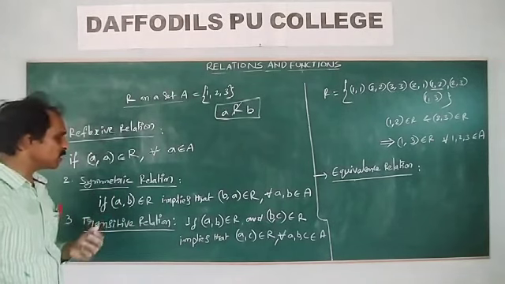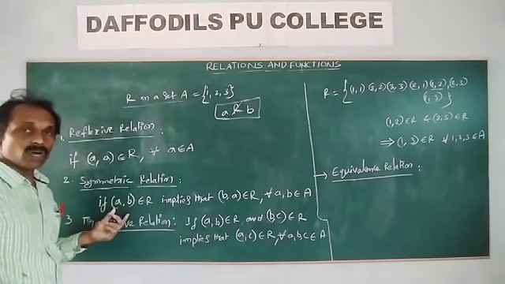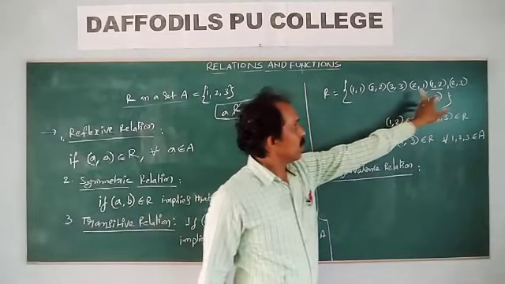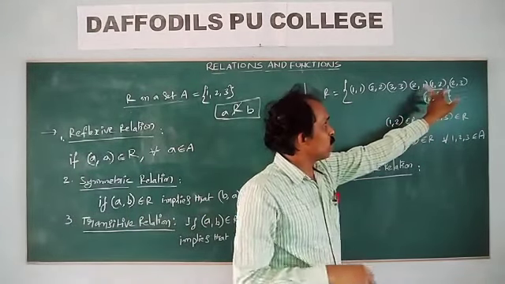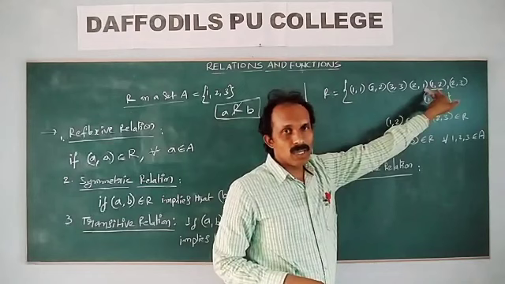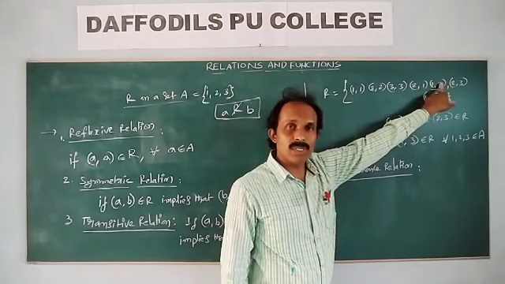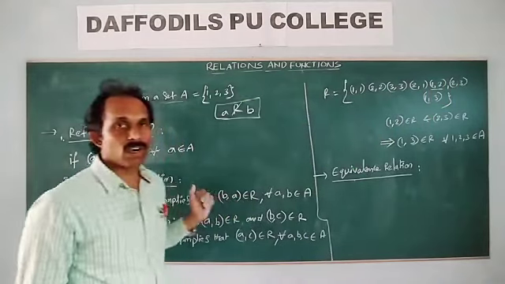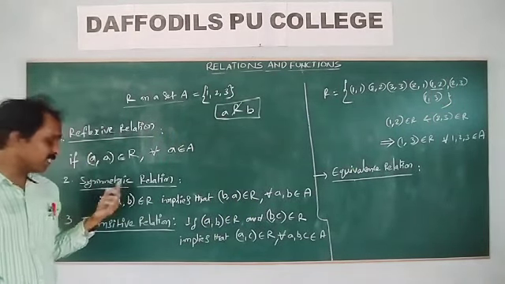Symmetric relation. Symmetric means if (a, b) belongs to R, it implies (b, a) also belongs to R. Suppose (2, 1) belongs to R, it implies that (1, 2) compulsorily belongs to R. Then the relation is called a symmetric relation.